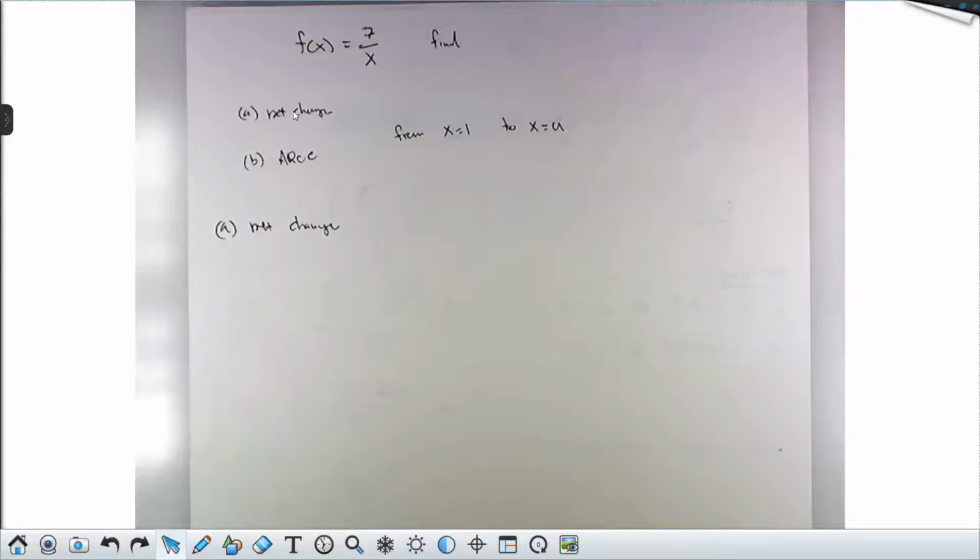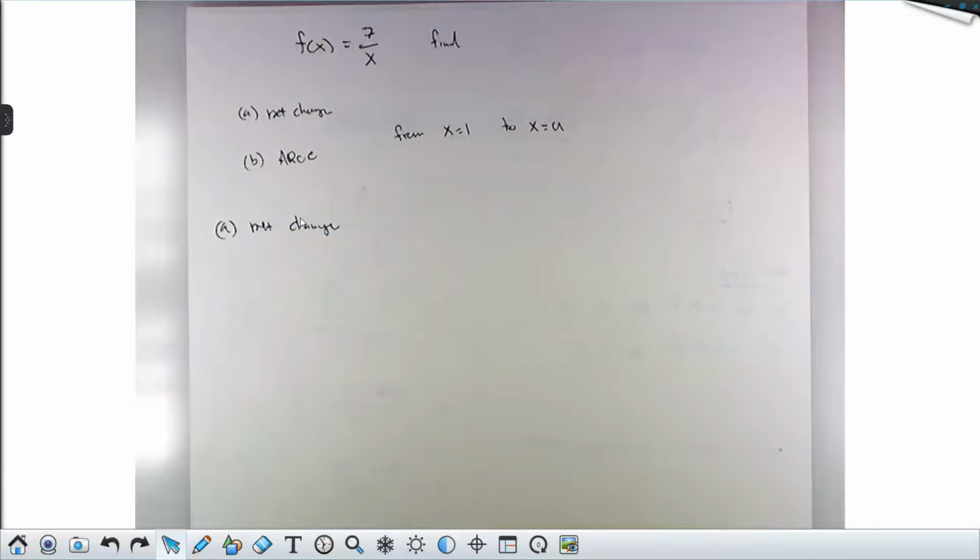What did you say? I'm sorry. Do you remember the definition of net change? Where do we begin if we want to do a computation like this? Well, wouldn't you do f of a minus f of 1?